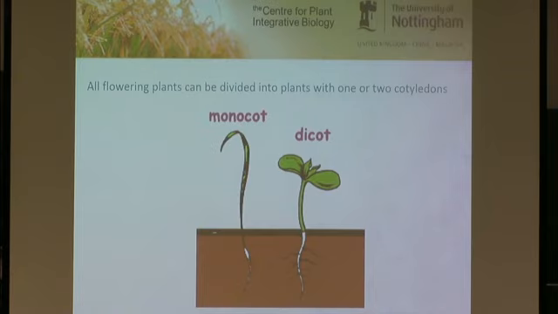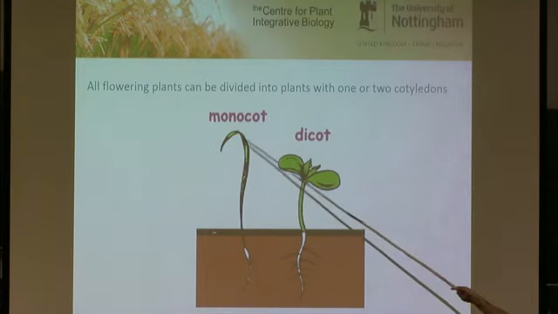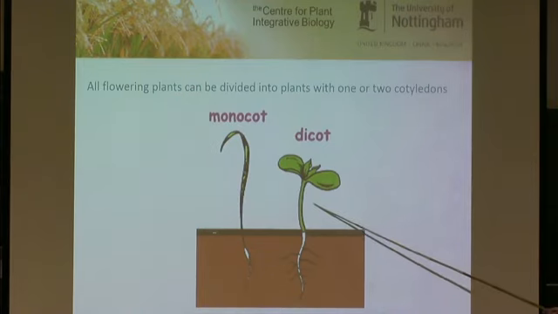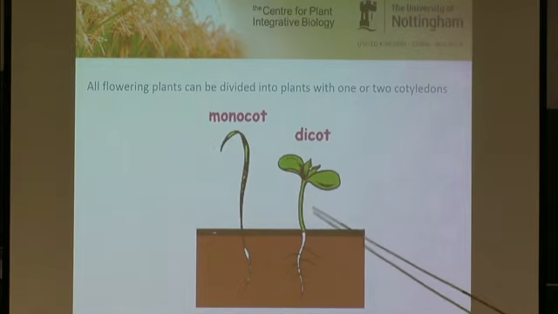So the plant biologists cunningly subdivide plant species into two, based on the cotyledon, which is essentially the embryonic leaf. So monocots have one leaf. I'll leave you to speculate what dicots have. Arabidopsis is a dicot, and that's what was on the slide two slides ago.